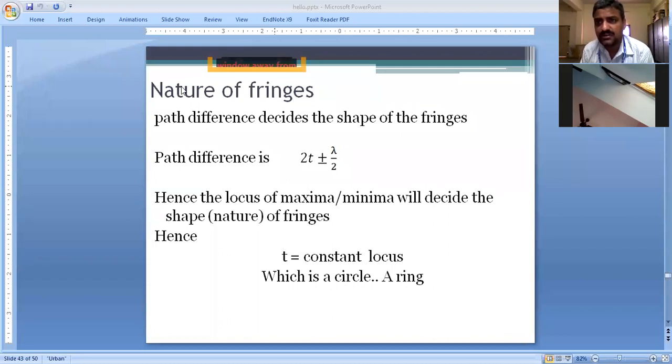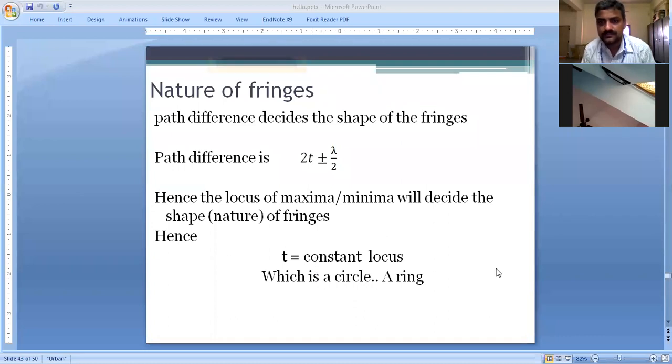In the exam, a short answer question may ask, what is the nature of fringes in Newton's rings experiment? Of course, they are circles. Why? Because the locus of constant path difference is going to be a circle. That's why we get bright rings and dark rings. Okay, I'll move to the next slide.